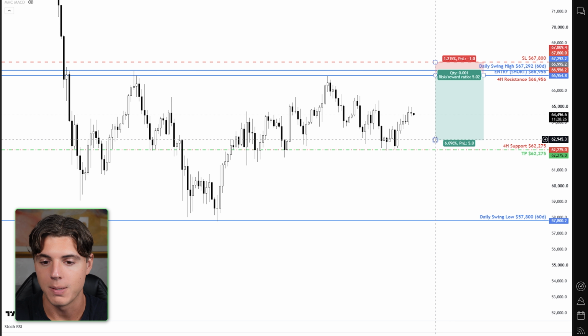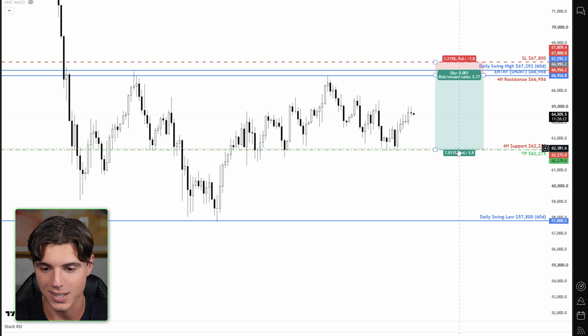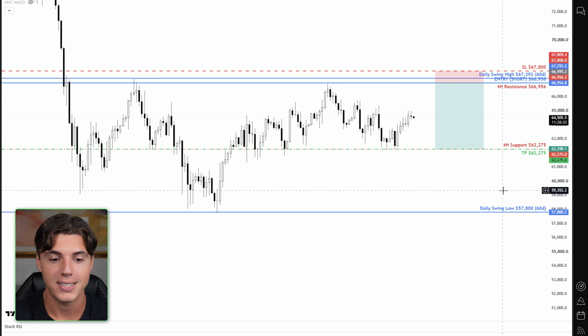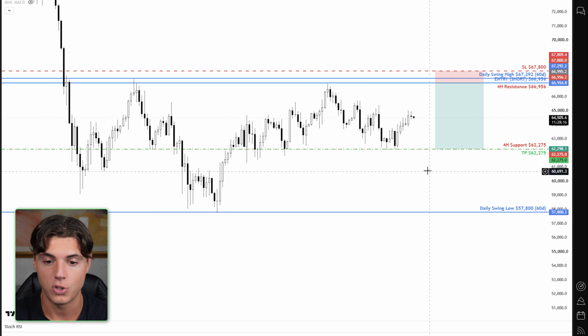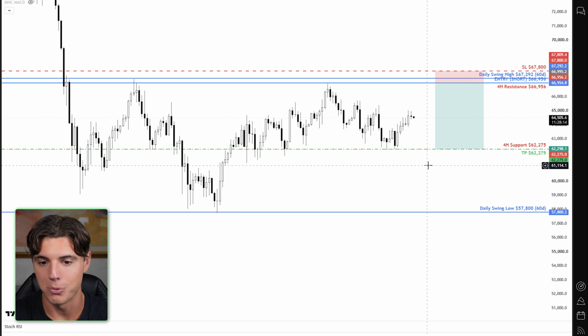And in terms of the profit targets, this is telling you to target the 4-hour support, which is in fact the mid-range of your daily swing high and daily swing low, which is exactly how I would play it myself. And this is pretty much one of the setups that I'm actually waiting to trade personally.